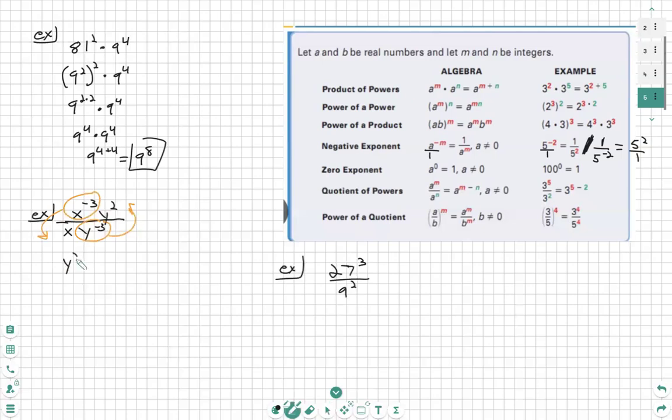So first we see y squared remains, doesn't go anywhere. And we see this y to the negative 3 comes up top to become positive 3. Same thing over here. This x remains. And then this x to the negative 3 came down. So it's negative and now it's positive on the denominator.